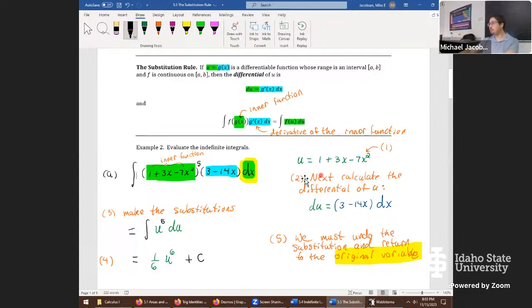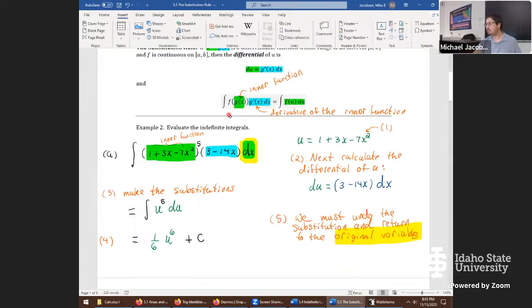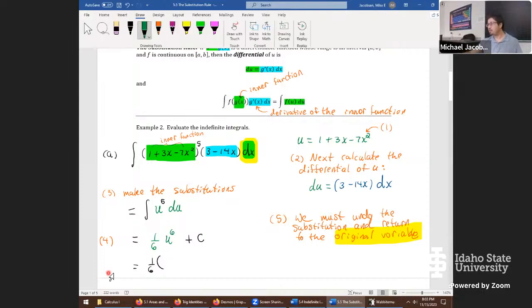But that's pretty fast. All we're going to use is what we said u was and plug it in right where u is right here. So the final and last answer to this whole thing equals 1/6 of, throw in u, it's 1 plus 3x minus 7x squared. We can close off that parenthesis and put in power 6 now, plus a constant.